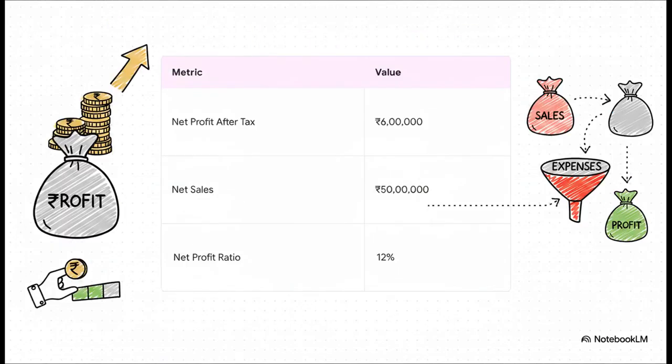So, after all of that, our company's profit after tax is 6 lakh. That gives us a net profit ratio of just 12%. Think about that for a second. For every single rupee that came through the door, only 12 paise are left as actual take-home profit.